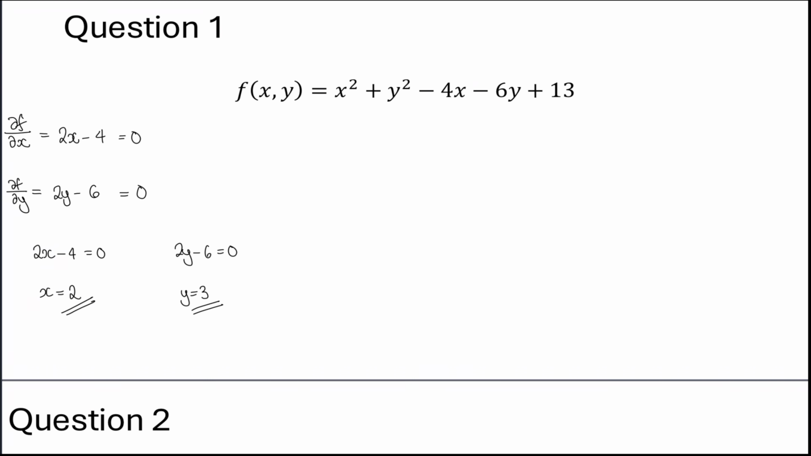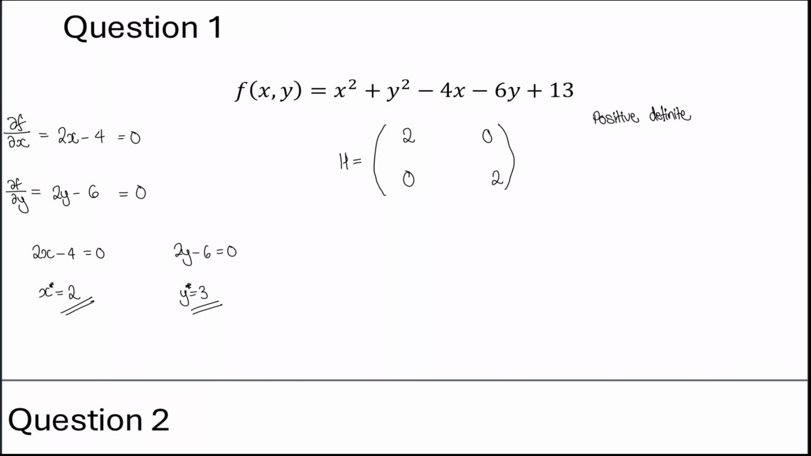Cool. What we will now do is work out the Hessian. If we differentiate this with respect to x again, we get 2. If we differentiate this with respect to y, we get 0. If we're differentiating this with respect to x, we get 0. If we differentiate this with respect to y, we just get 2. So this is our Hessian. From this, we can clearly see that the Hessian is positive definite.